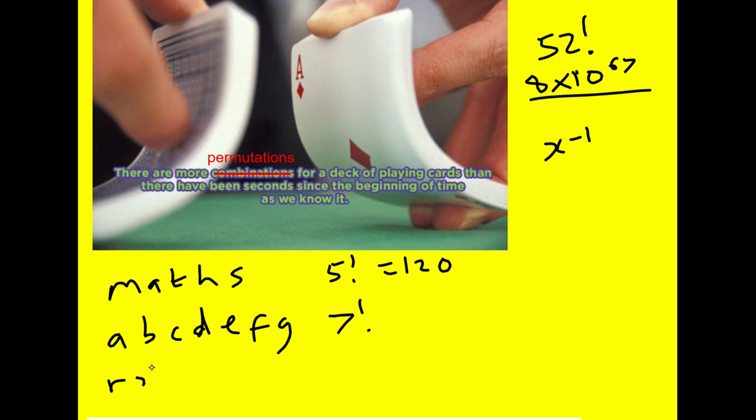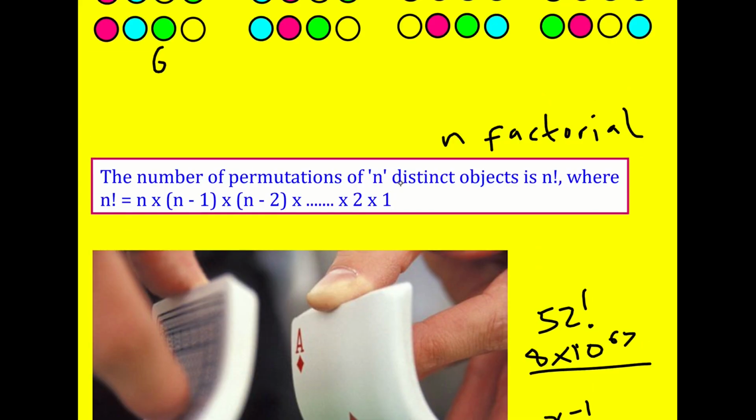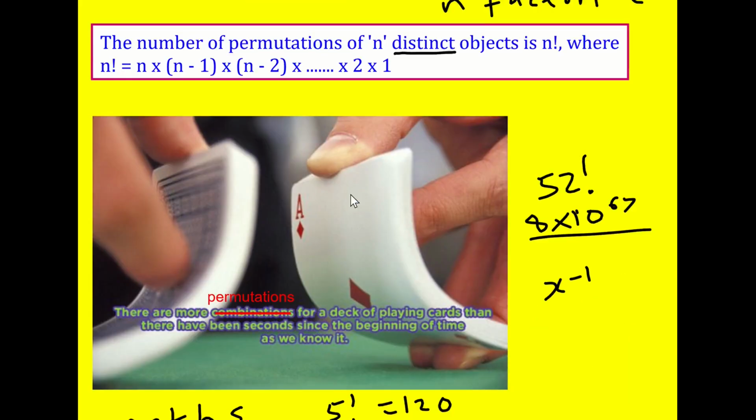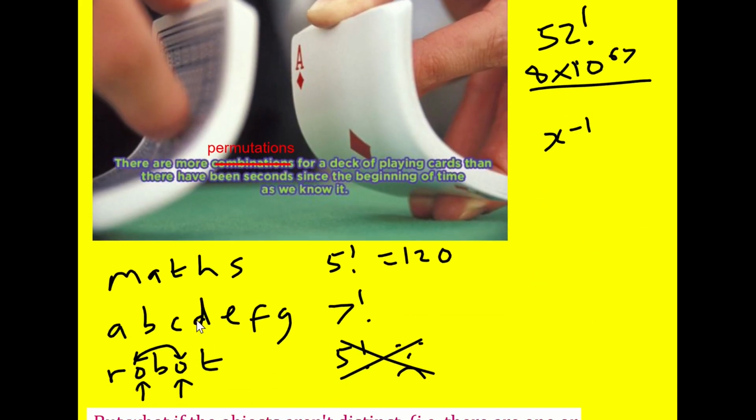Okay, what about the word robot? Well, if you said 5 factorial, actually it's not, because it turns out that for robot there are 2 letters that are the same. So actually, if I was to swap these 2 letters round, it would still look the same, essentially. And that's what we're going to look at in a second. So so far we've looked at permutations of distinct objects. I didn't highlight that when we did say that, but they're all going to be different. Now we're going to look at permutations when some of them are the same.